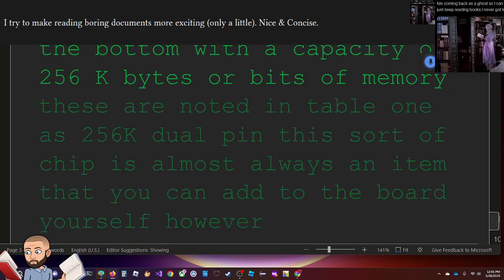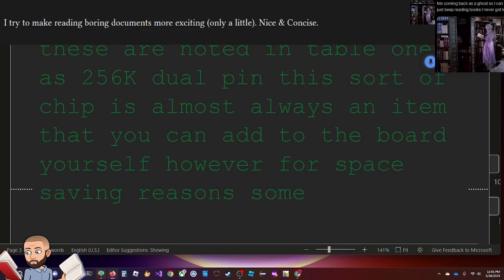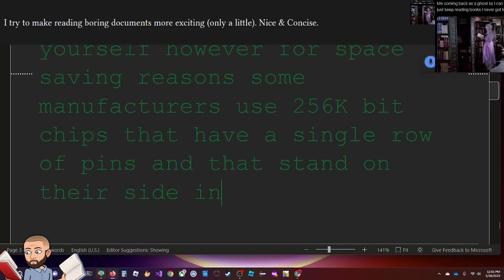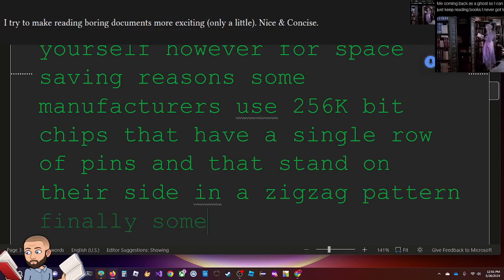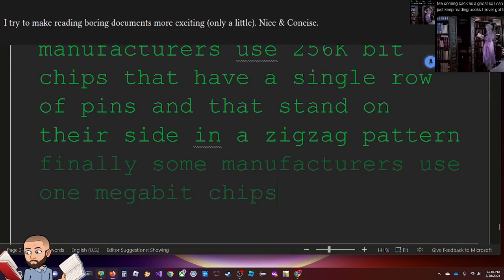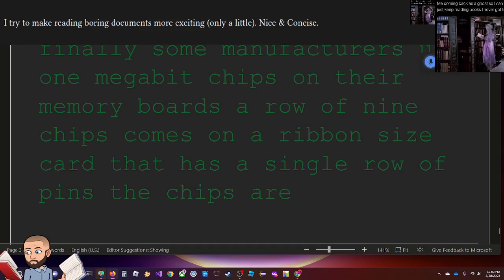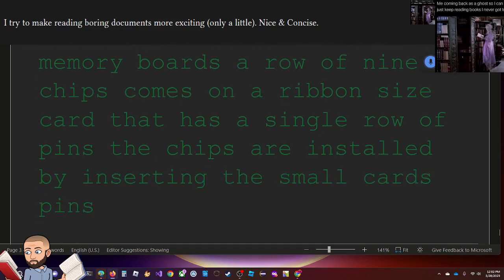However, for space-saving reasons, some manufacturers use 256K bit chips that have a single row of pins and that stand on their side in a zigzag pattern. Finally, some manufacturers use 1 megabit chips on their memory boards. A row of 9 chips comes on a ribbon-sized card that has a single row of pins. The chips are installed by inserting the small card's pins into the memory card.